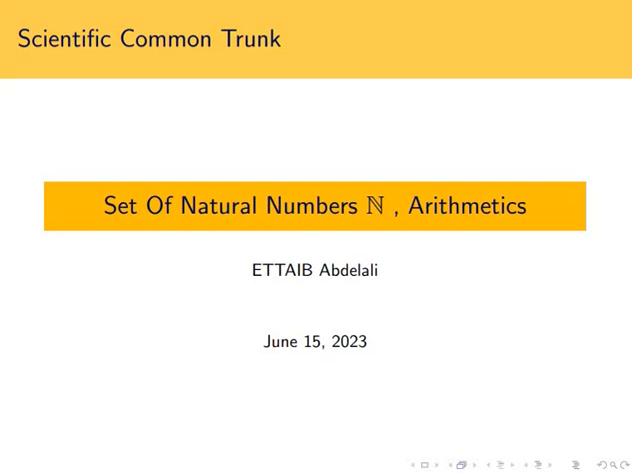Alhamdulillah Rabbil Alameen. We start with the first lesson of algebra for scientific command trunk. The first lesson is the set of natural numbers N and arithmetic.